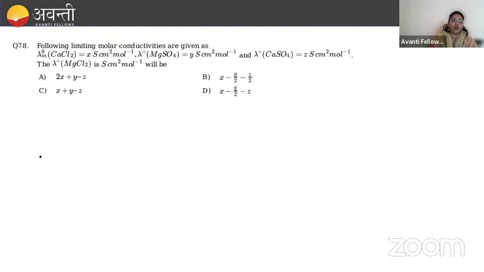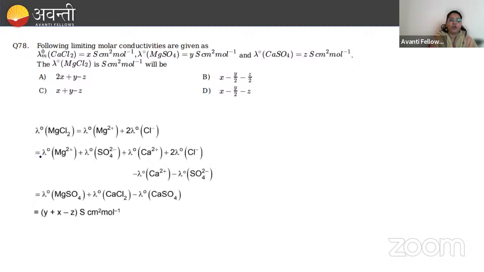ठीक है. नेक्स्ट, फॉलोइंग लिमिटिंग मोलर कंडक्टेंस आर. हम लोगों को मोलर कंडक्टेंस दिया हुआ है और हमको एक जो मॉलिक्यूल है MgCl2, उसके लिए मोलर कंडक्टेंस कैलकुलेट करना है. तो यहाँ पे हम लोगों को क्या यूज करना है? We have to use the mathematical equations. CaCl2 दिया है, MgSO4 दिया है, CaSO4 दिया है, इनकी वैल्यूज दी हुई है मोलर कंडक्टिविटीज की. Okay, from those values we need to calculate for MgCl2. So here let's write down the equation.